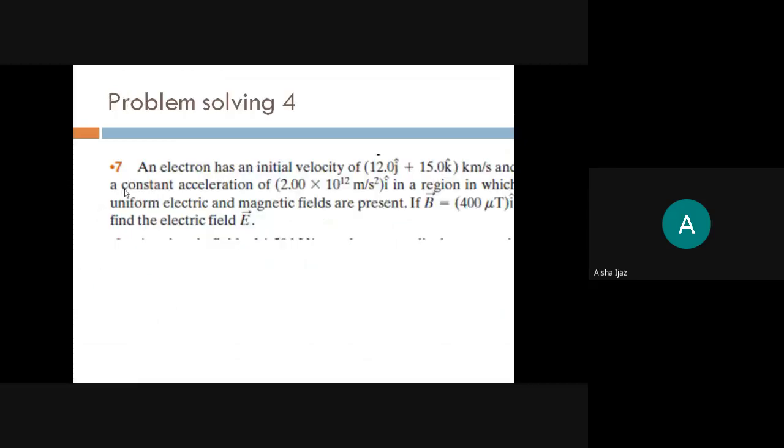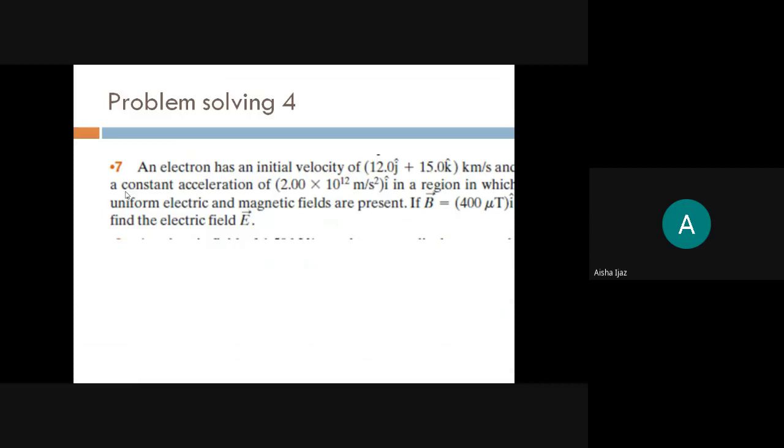Now, this is question number 7 of your book again. An electron has the initial velocity of 12 J plus 15 K. I'm sorry, it's not joule, it's the J unit vector. So you have this value, 12 J plus 15 K kilometers per second, and a constant acceleration of 2 times 10 to the power 12 meters per second squared. So if I'm correcting it, it's not joule, it's J, the unit vector direction.